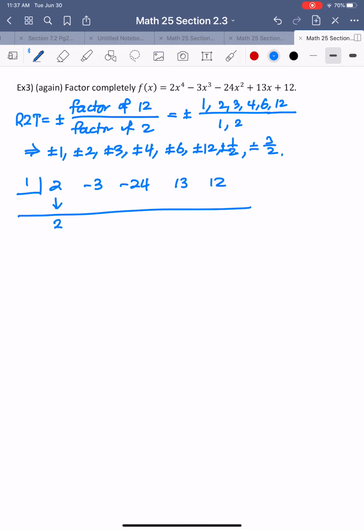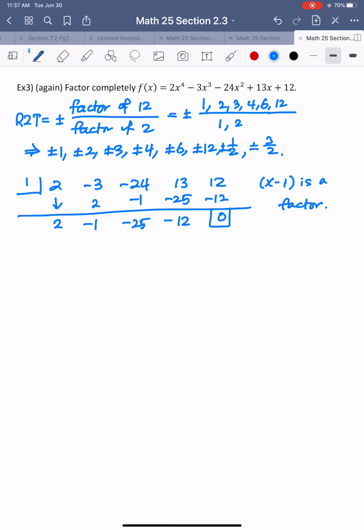Drop the 2, multiply 2 times 1 is 2, subtract negative 1. Negative 1, negative 25, negative 25, negative 12, negative 12. Yay, we already got a 0. But the problem is, now we have 2, so x minus 1 is a factor. It is one of the factors, but we only got one factor so far.